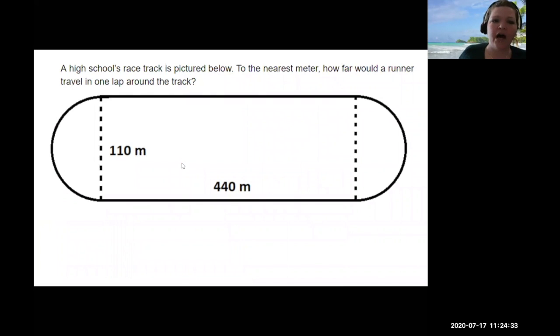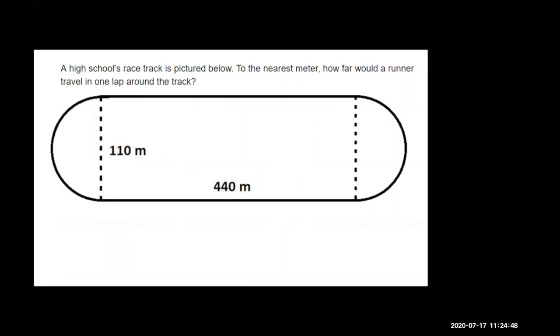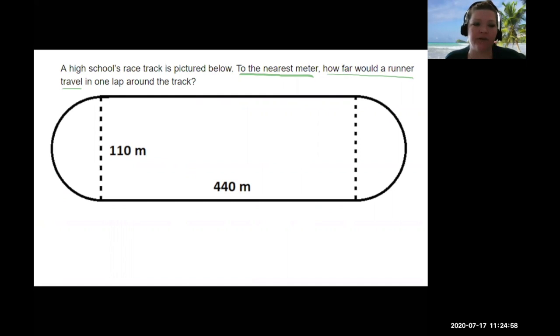Okay, a high school's racetrack is pictured below. To the nearest meter, how far would a runner travel in 1 lap around the track? What are they asking me to do or to find? Find the nearest meter, how far a runner will travel. Okay, and nicely we have this picture. So here I am, a little runner, and I'm gonna run around this track. Well, how far would I travel?